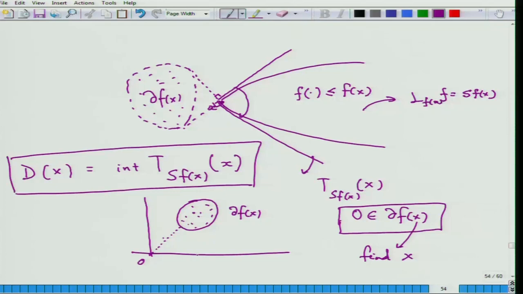Basically, this is how this direction is generated: you take a hyperplane which is strictly separating 0 and del f x, perpendicularly cutting this distance. That hyperplane would generate this direction d, because this direction d is perpendicular to this hyperplane. So this direction d is similarly a direction of descent.